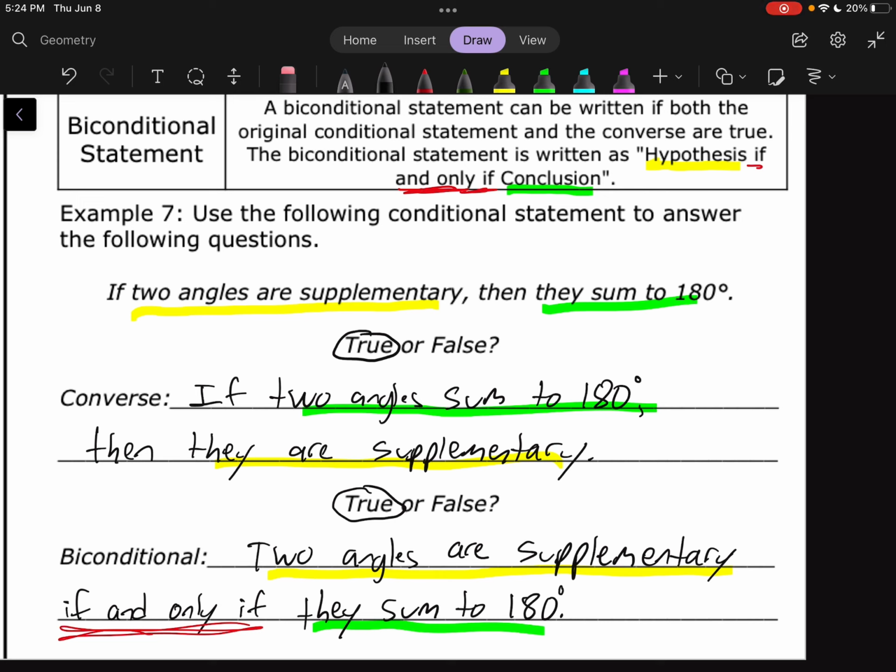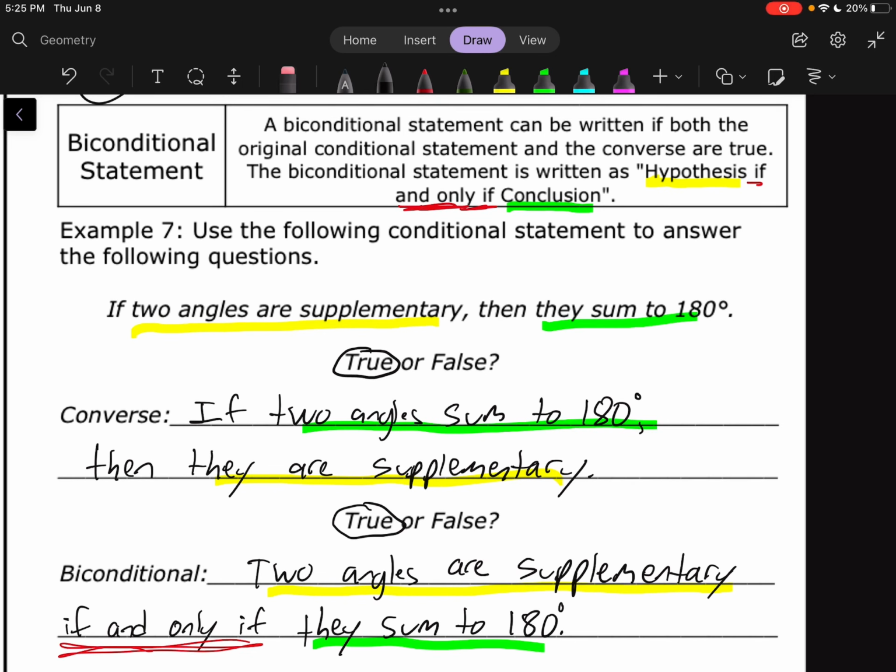That's how you write a biconditional statement. A biconditional statement just implies that it works both ways. The angles are supplementary if they sum to 180, and they sum to 180 if they're supplementary. So it can work either way, which is why it's called biconditional, right? Bi means two. It's a double conditional statement. It works either way. That's what the biconditional statement means. Now, once again, we can only write that if it works both ways. So we have to check, is it true going forwards, and is it true if we flip it around for the converse?